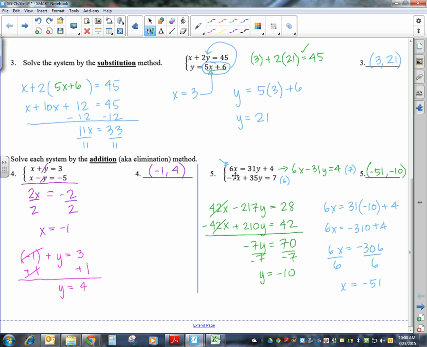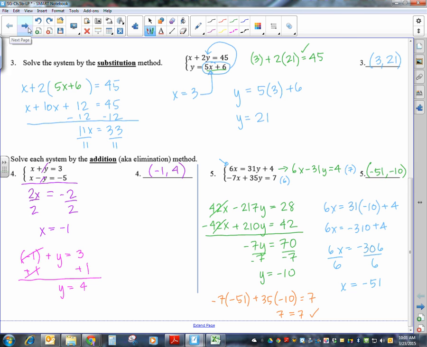Okay, and again, you can go back and check. We've already put it in this one, so to check on that second one, we would do negative 7 times negative 51 plus 35 times negative 10, and does that equal 7? So put this side in your calculator and you will find out that 7 equals 7, so it checks, and then you know that you'll have the right answer.